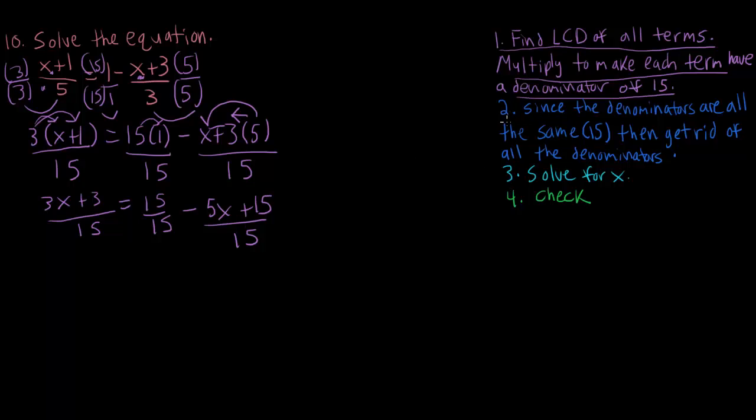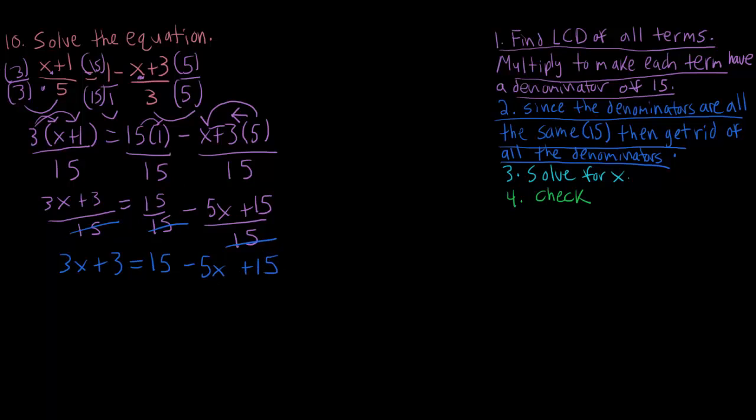Actually, it turns out I didn't use the right color for step 2. Well, actually no, step 2. Now that I've gotten all the denominators the same, we can simply get rid of them. That leaves us with 3x plus 3 equals 15 minus 5x plus 15. And then moving to step 3, we can solve for x. So we need to solve for x here.